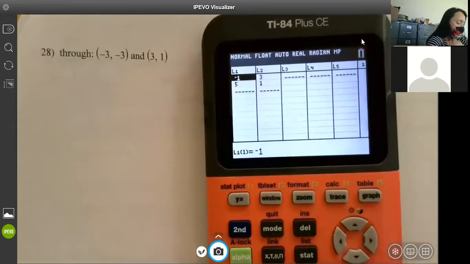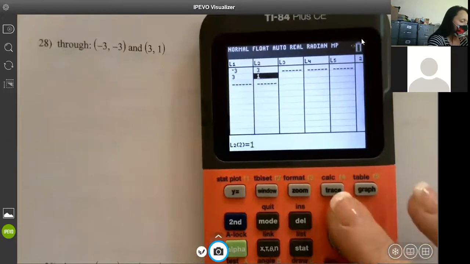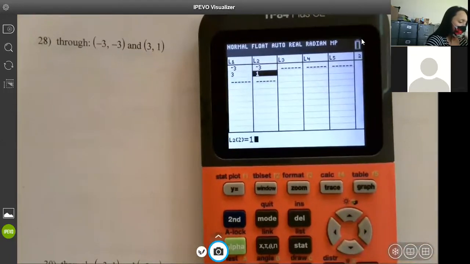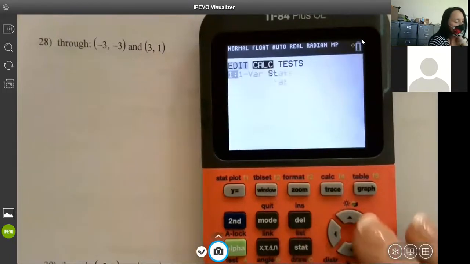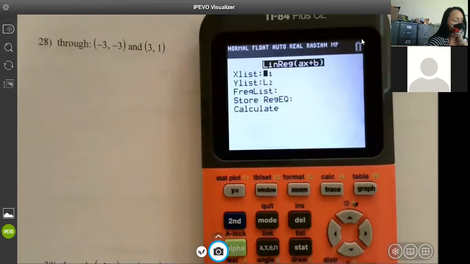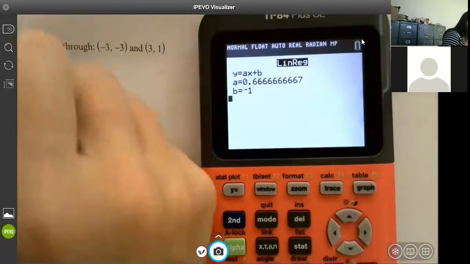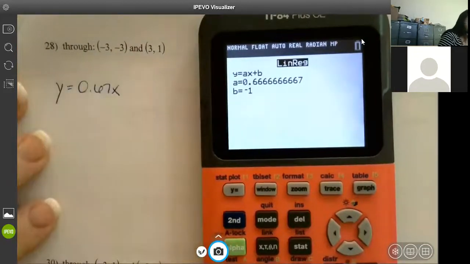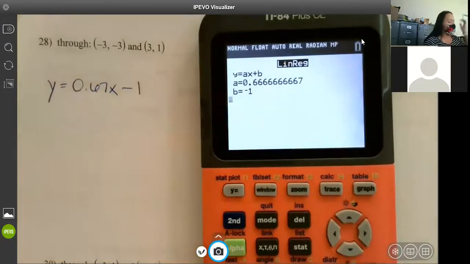So edit, what are my 2 X's? -3 and 3. What are my 2 Y's? -3 and 1 again. So we're going to do stat over to calc and down to linear regression, hit enter a million times. And this one almost came out wrong. I get 0.67x. You can do 6 repeating, it doesn't matter. Minus 1.